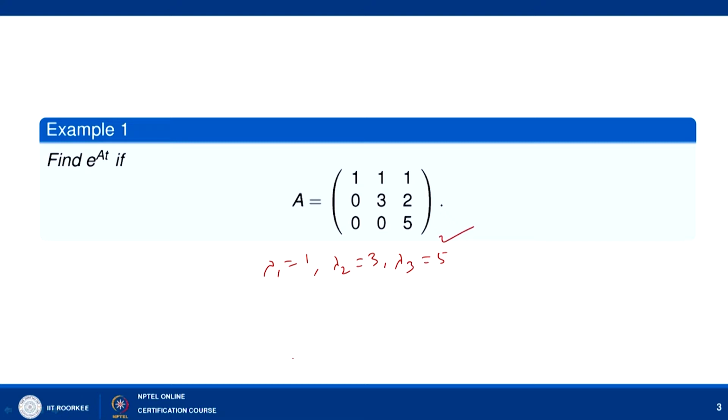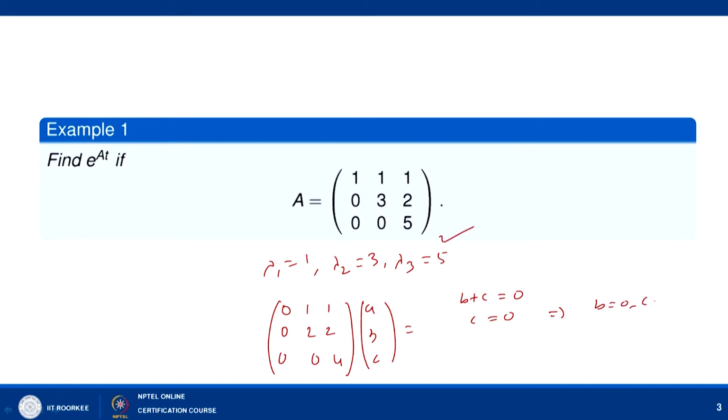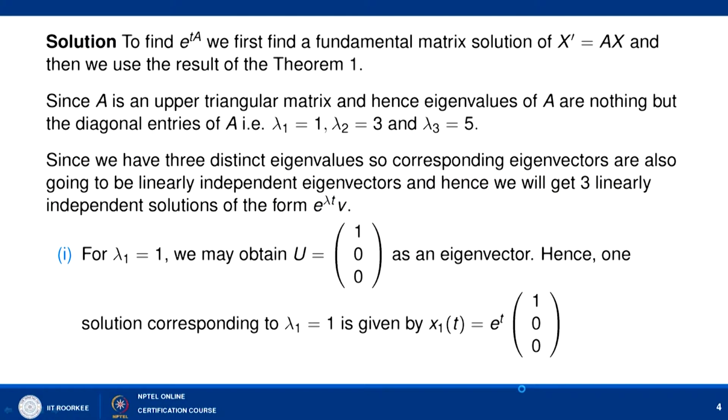So, eigenvectors we can easily calculate, and we can calculate corresponding to 1 as the matrix 0 1 1, 0 2 2, 0 0 4, and you can write it a b c, and you can calculate that b plus c equal to 0 and c equal to 0. So, this implies that your b equal to 0 and c equal to 0. So, we can find out the eigenvector corresponding to lambda 1 equal to 1, say 1 0 0, you can calculate it like this. So, here we can say that to find out e to power t a, in this way we can proceed further. So, let us start with this solution procedure.